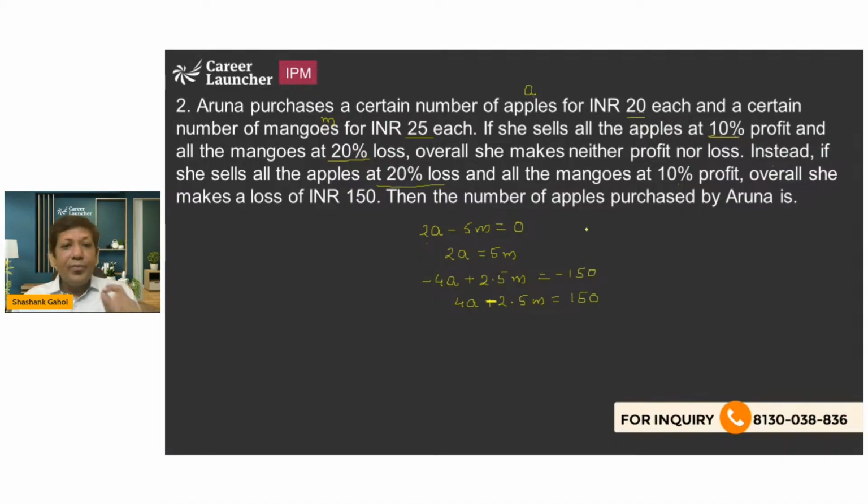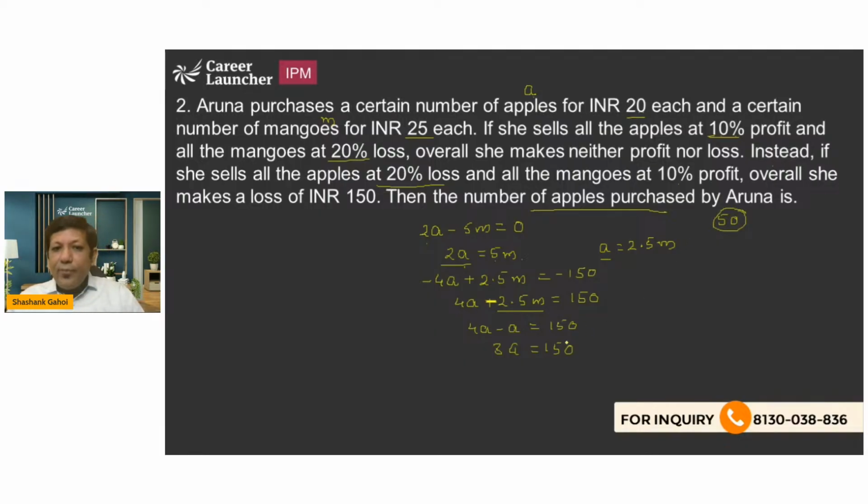And this is what I'm getting. Now question is talking about how many apples are purchased by Aruna. Okay, so I have this equation that 2A is equal to 5M, so I can say A is equal to 2.5M. Now I am replacing this 2.5M with A. So I am going to get 4A minus A, and that is equal to 150. So this comes out to be 3A is equal to 150. So A comes out to be 50. So what is the number of apples? I am going to say that's 50.